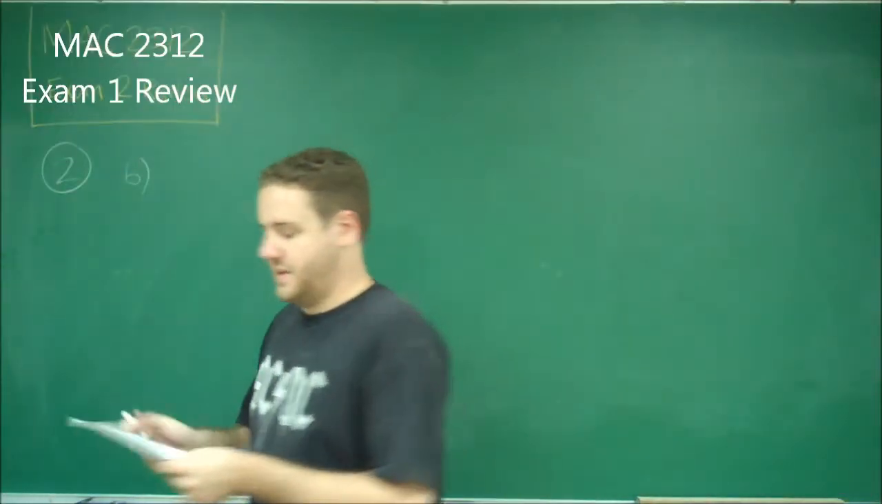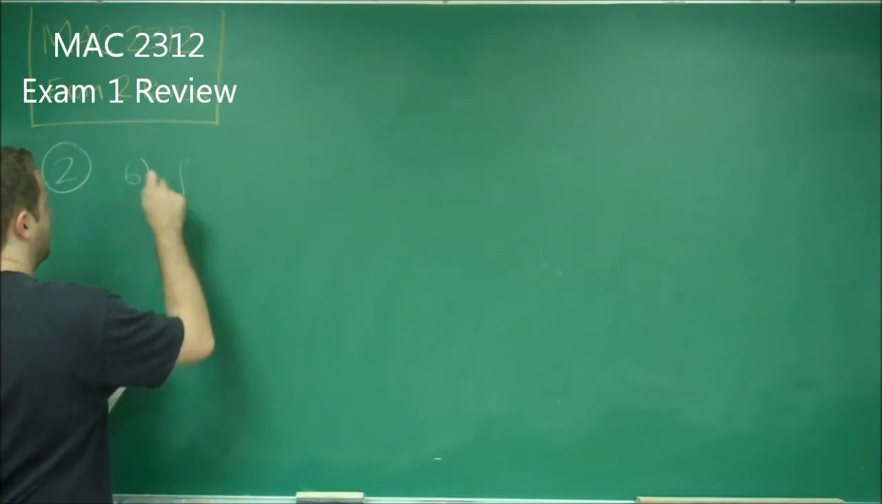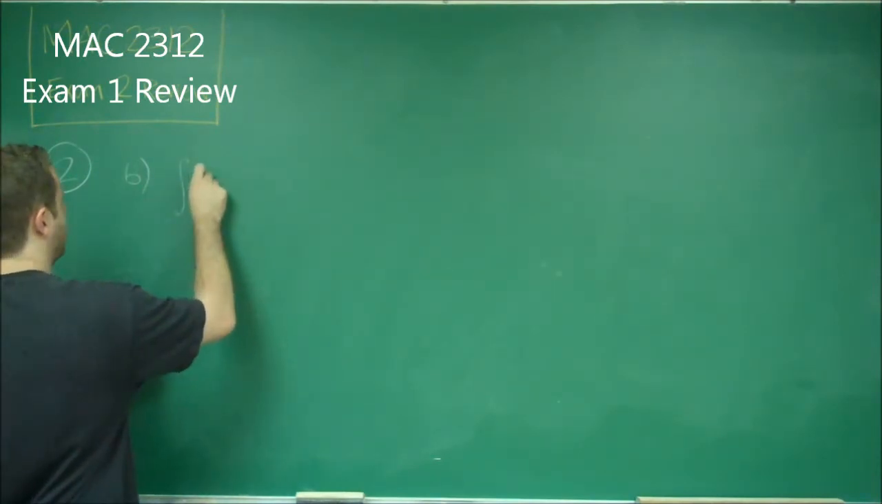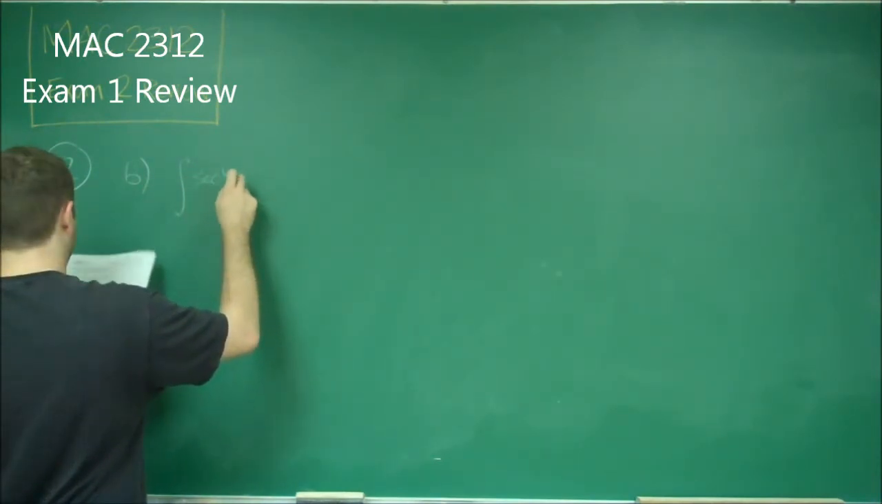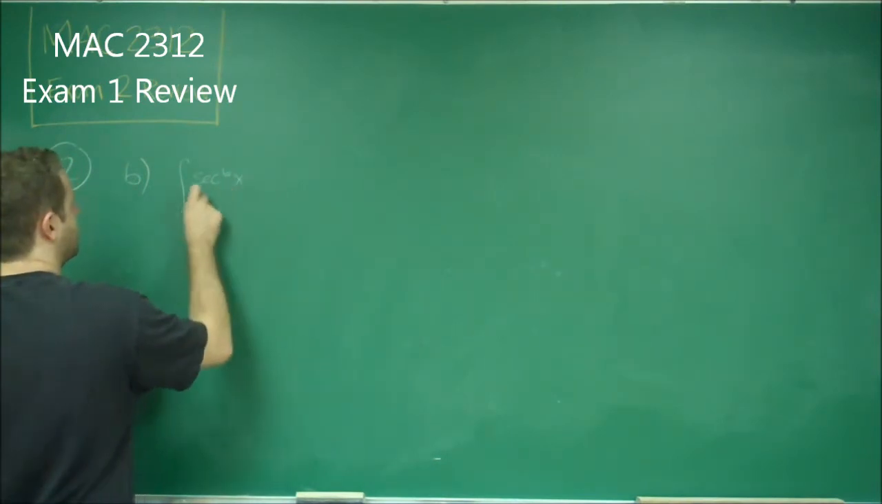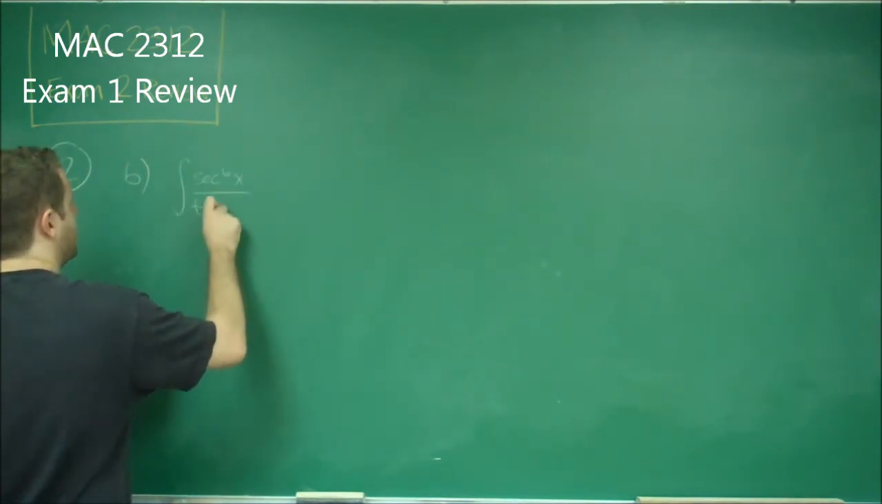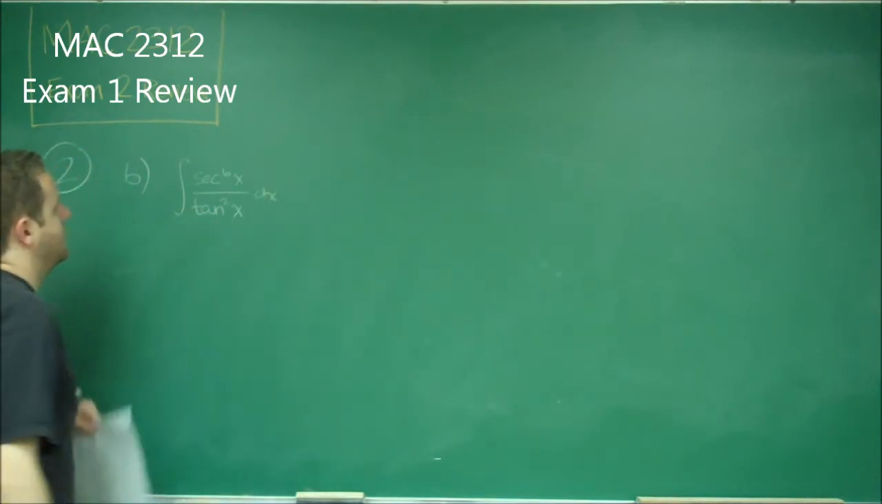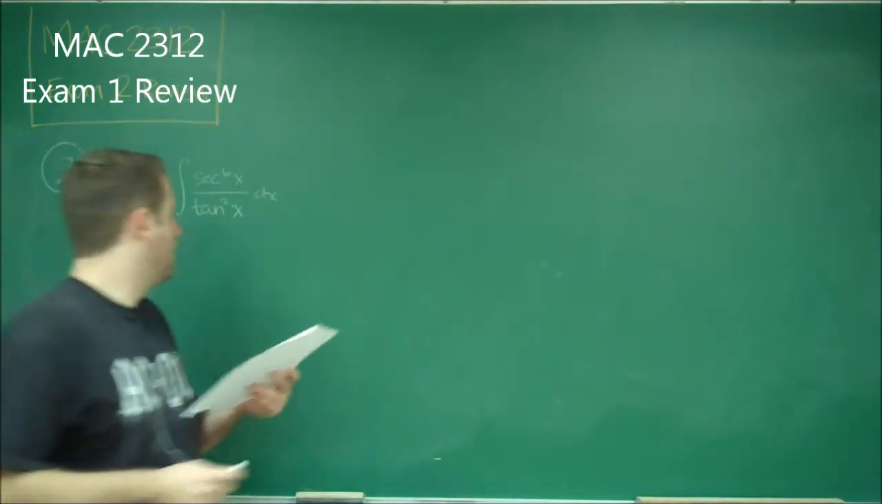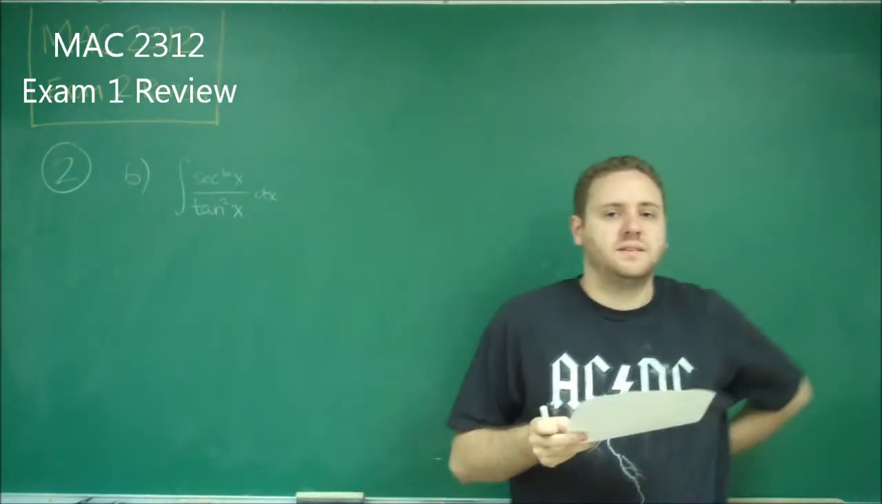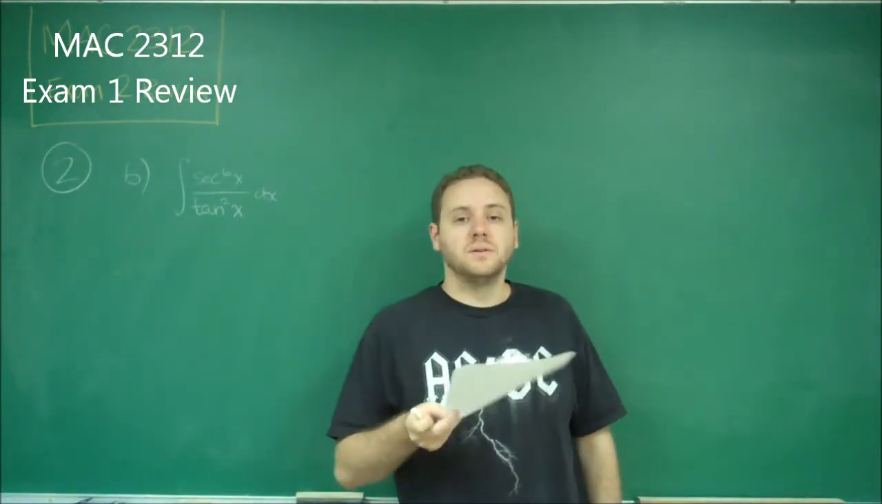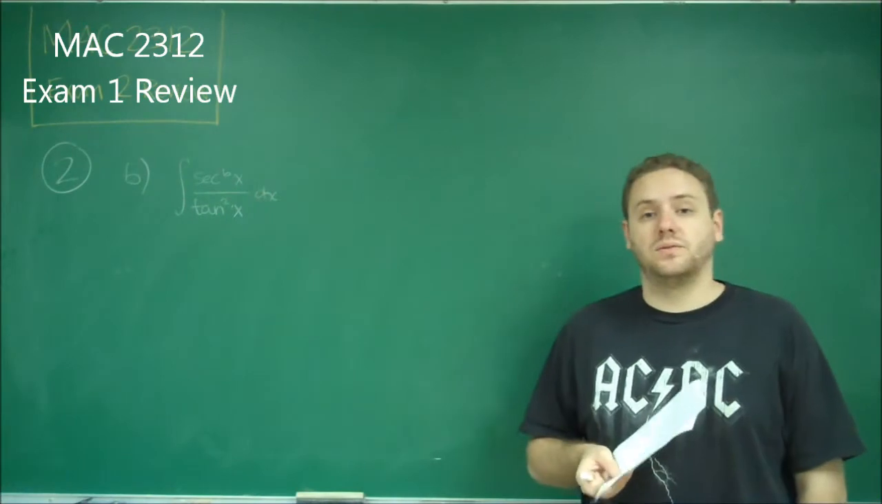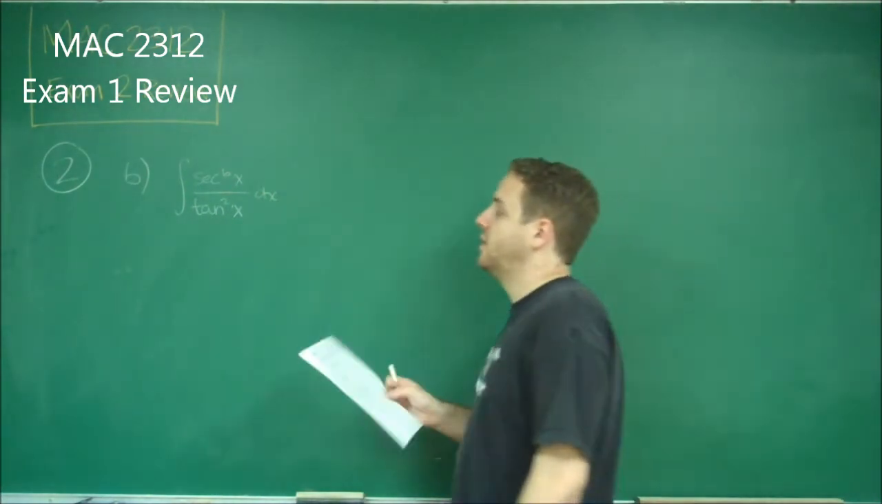Trig integral here, and this time we're doing one that's a little bit more complicated. We're doing the integral of secant to the 6th x over tan squared x dx. And in this case, we do have powers of secant and tangent, so this is kind of like one of those rules we were talking about before.